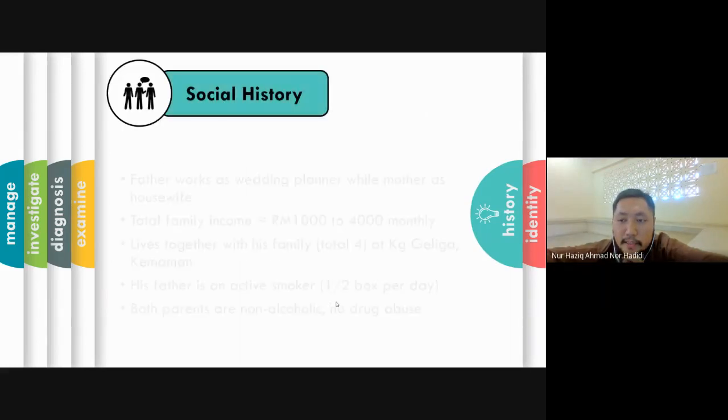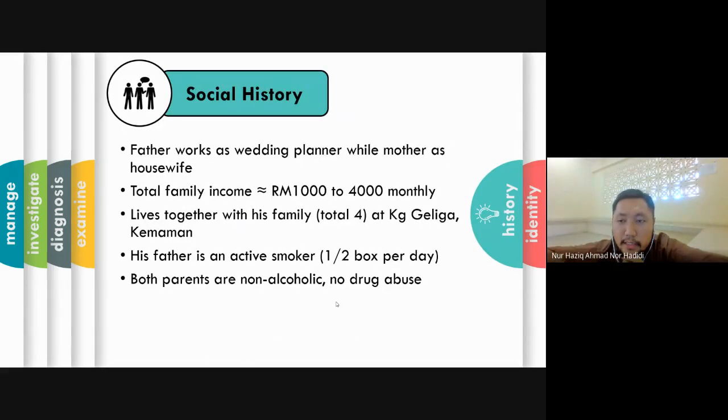For the social history, his father is 28 years old and works as a wedding planner with an income ranging from about 1,000 to 4,000 per month based on job availability. His mother is 28 years old and a housewife. They live together in a single story house at Kampung Geliga, Kemaman with basic amenities. His father is an active smoker, smoking about half a box per day. Otherwise, both of his parents do not drink alcohol or abuse drugs.